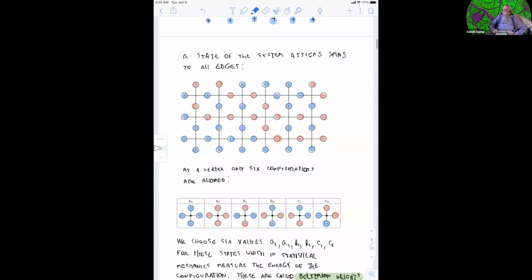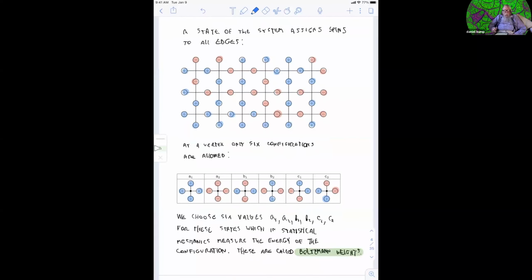So a state would assign spins to all of the edges, and only 6 possible configurations at a vertex are allowed. And names for these are A1, A2, B1, B2, C1, and C2.